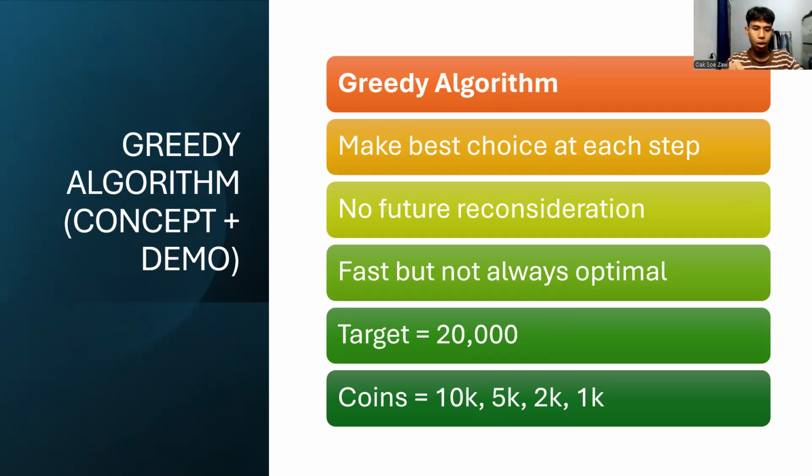Now let me demonstrate with a coin change problem. Suppose I want to make 20,000 using the coins, as you can see here. The greedy approach is to choose the larger coin first. So I choose 10,000 first, and then 5,000, 2,000, 1,000, and so on. I repeat the process until the remaining amount becomes zero. This approach is very fast and easy to understand.